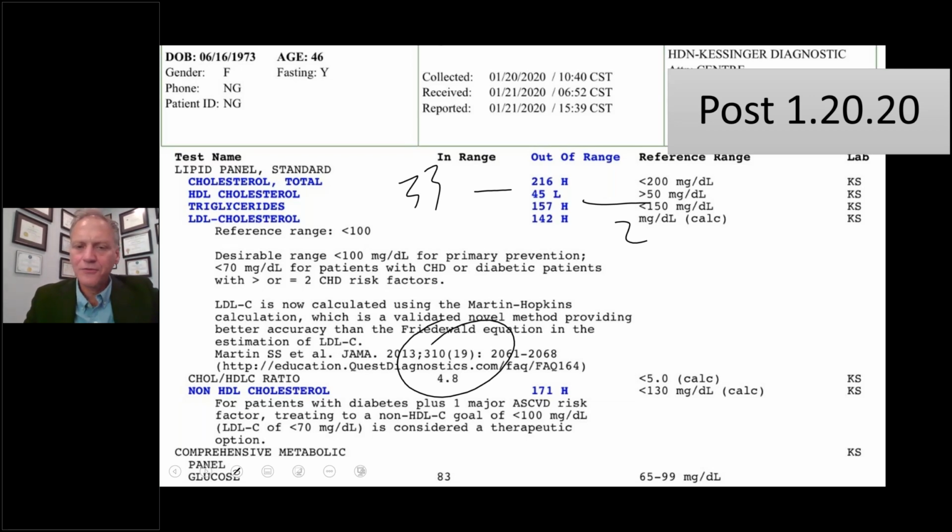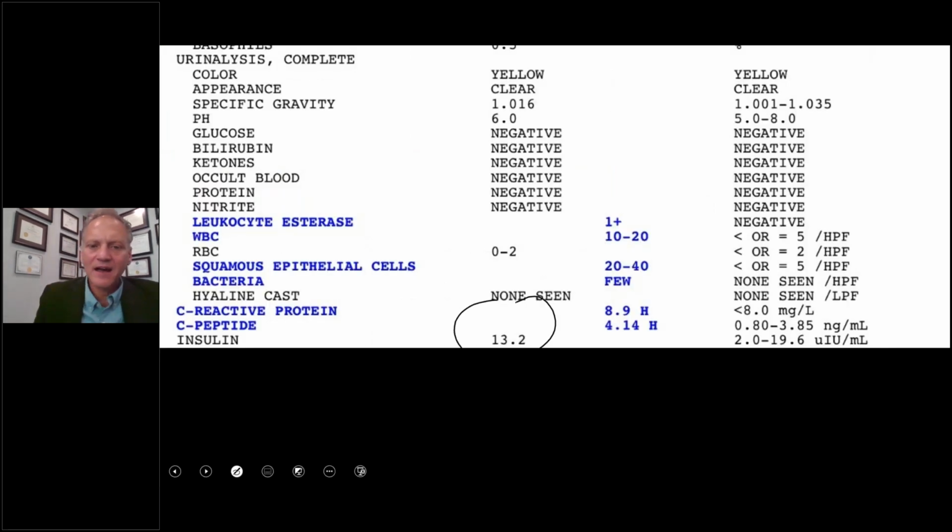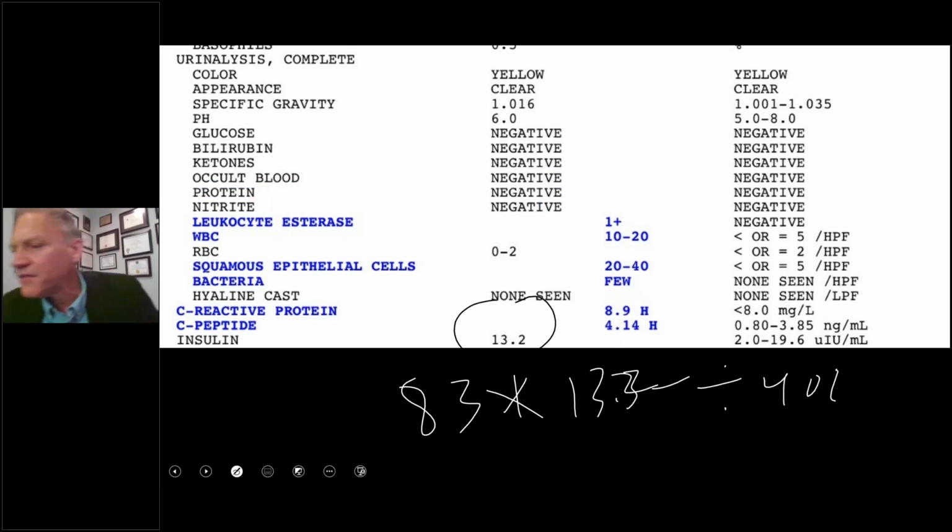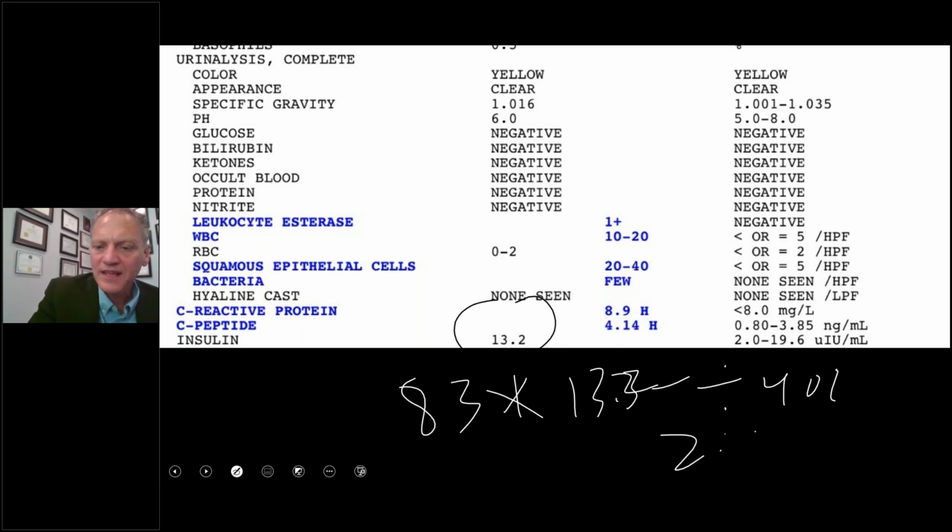Now look at this. Glucose is 83, insulin is now down to 13.2. So if you take 83, multiply times 13.2, and divide that by 405, you're going to come up with 2.7. Now, if I saw that right offhand, I'd be like, man, your HOMA-IR score is too high. But this was 4 months, and they went from 7.7 to 2.7. This is a big congratulations to this person.